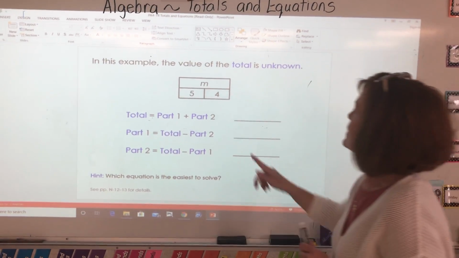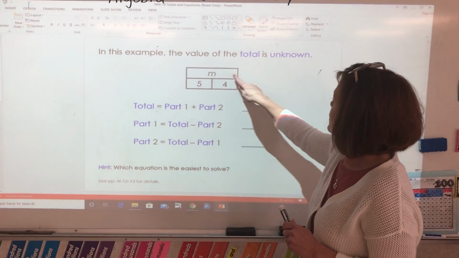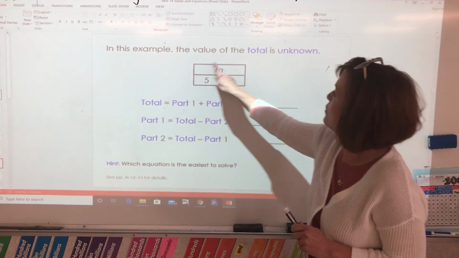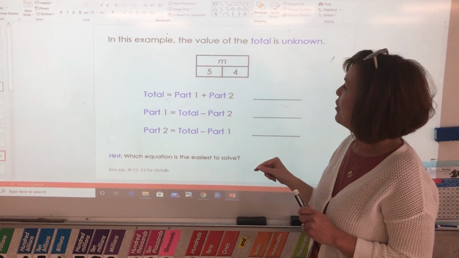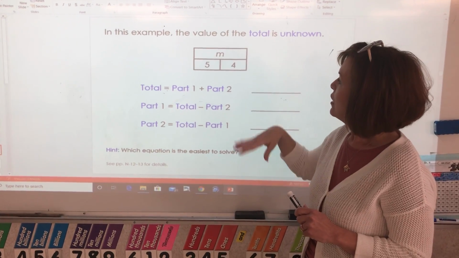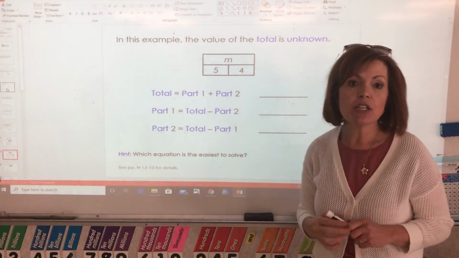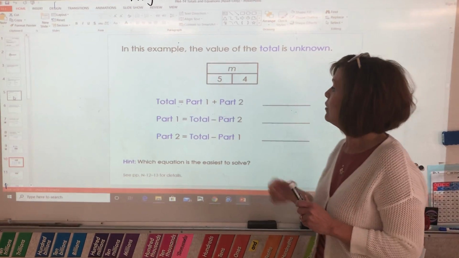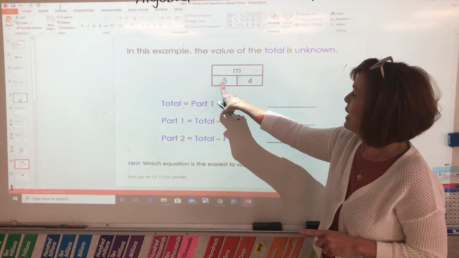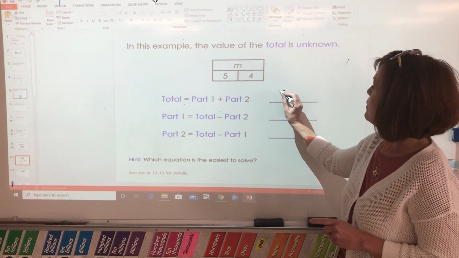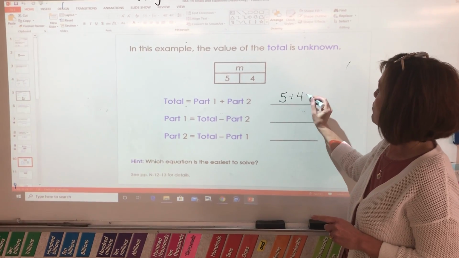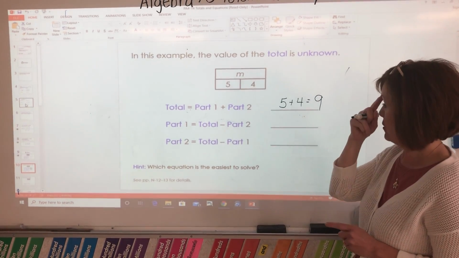Okay, in this example, the value of the total is unknown. We don't know the total, but we could figure it out. If there were 5 Mars bars and 4 Kit Kats, how many chocolate bars all together? Well, all we would have to do is add this and this. So we would add 5 plus 4, and we would get 9 chocolate bars.